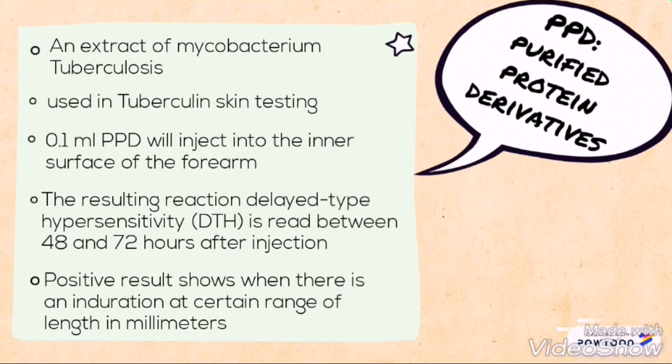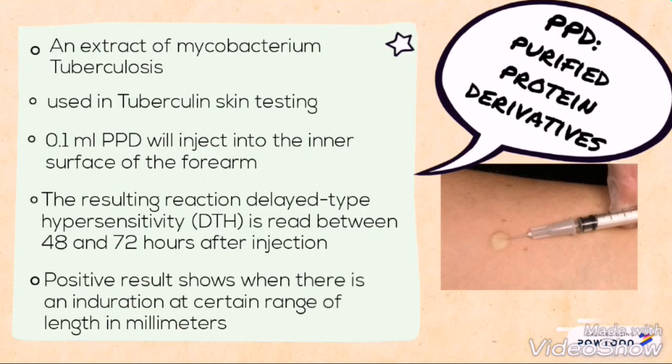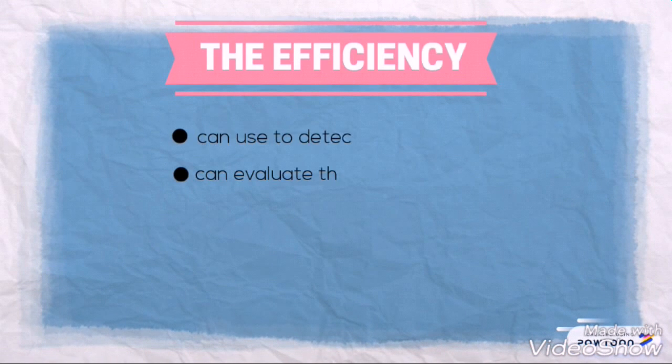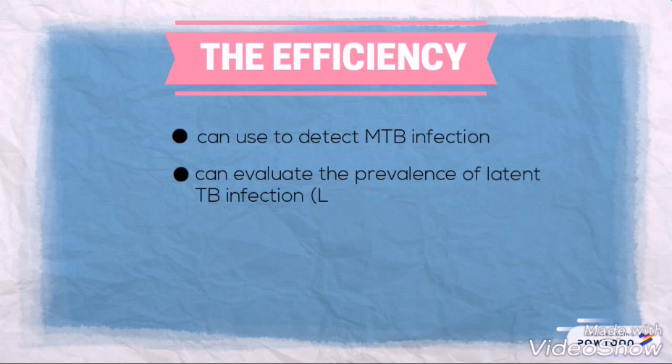It is used in tuberculosis skin testing. The resulting reaction is read between 48 and 72 hours. The positive result shows when there is an induration at a certain range of length in millimeters. The efficiency of using this reagent is that it can be used to detect MTB infection and also can evaluate the prevalence of latent TB infection.